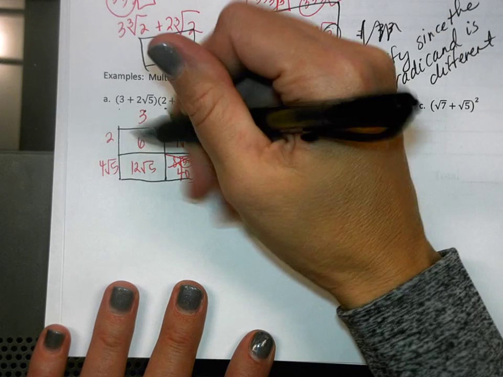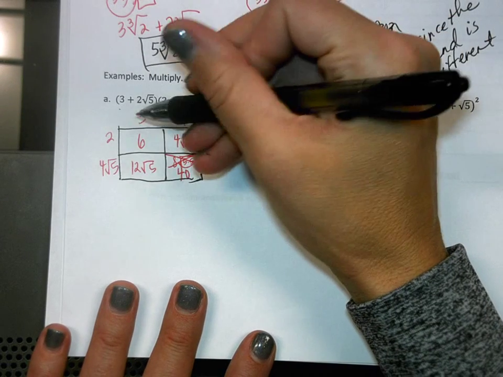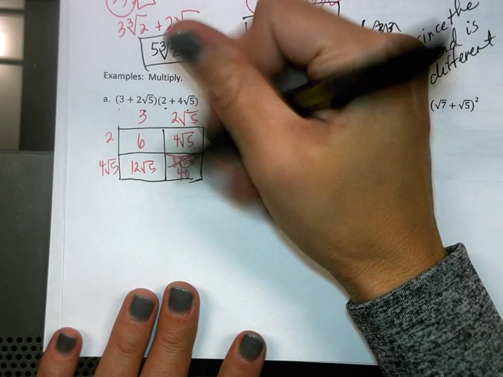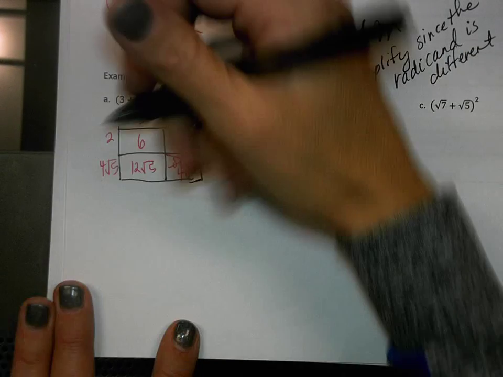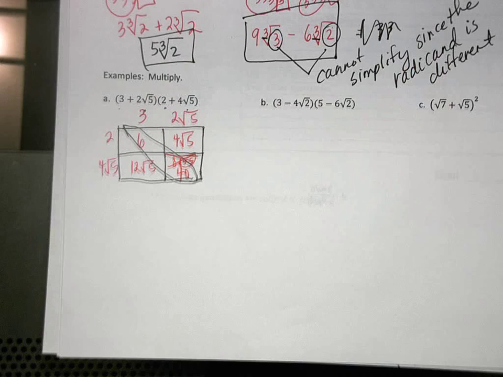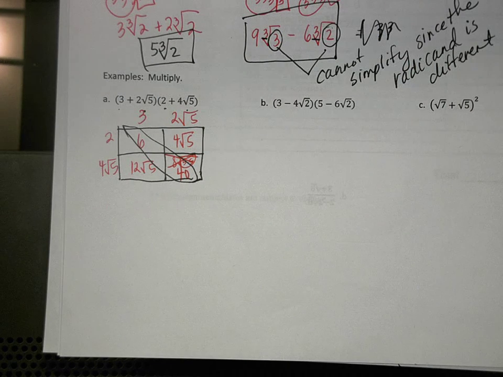Okay. So back to this. When you are writing your answers, you need your real part first and then your root part second. So if you notice, there are 2 numbers that can be added together that are real. And so 6 plus 40.